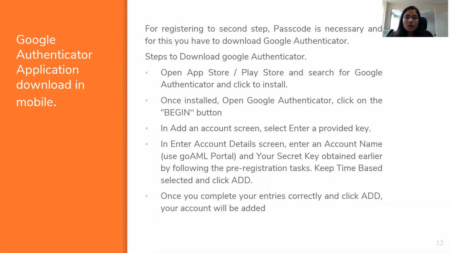So what are the steps to download the Google Authenticator app? First, open the App Store, search for Google Authenticator and click to install. Once installed, open Google Authenticator and click on the Begin button. In the Add an Account screen, select Enter a Provider Key. In the Enter Account Detail screen, enter an account name and the secret key that you obtained in your email. Keep Time Based selected and click Add. Once you complete your entries correctly and click Add, your account is added.